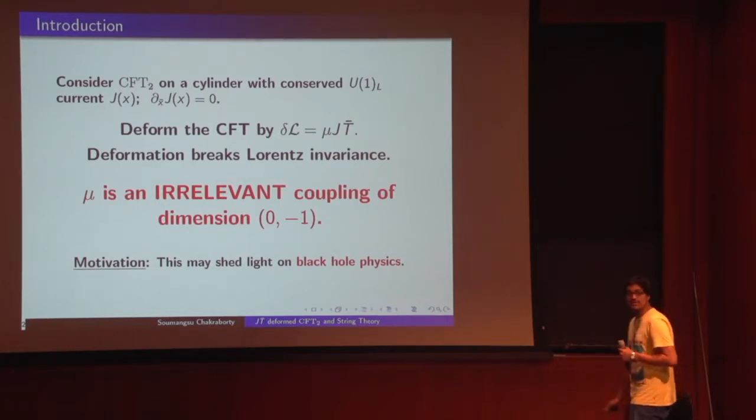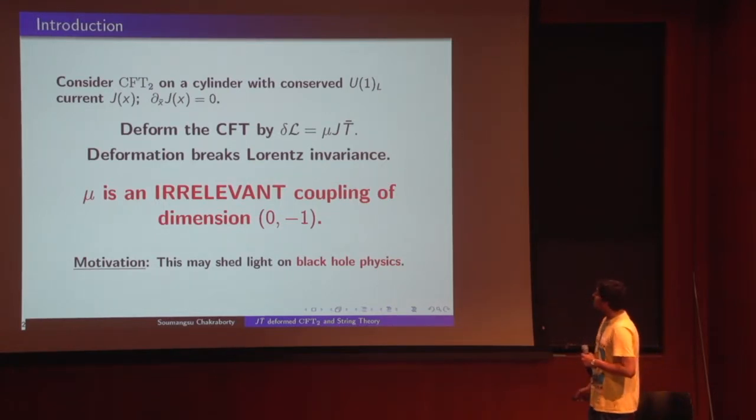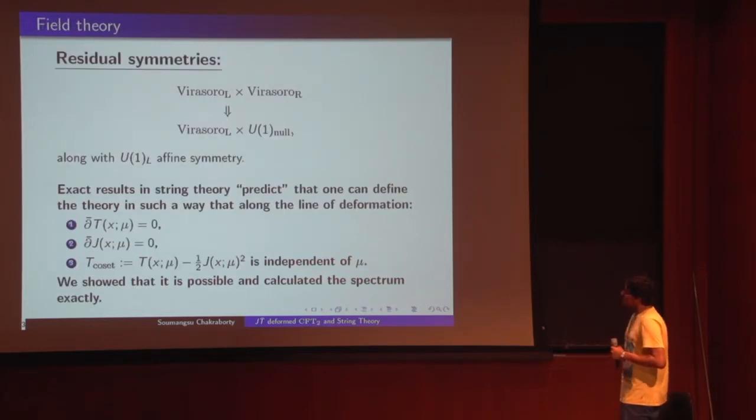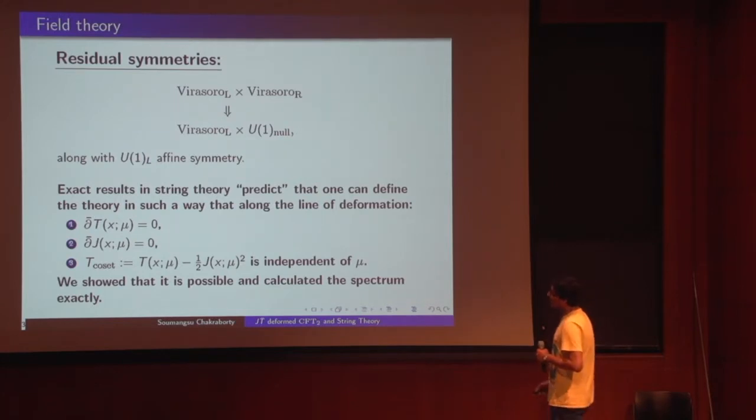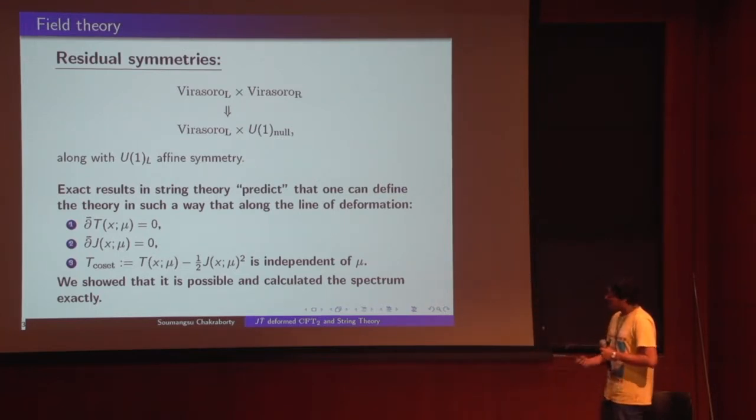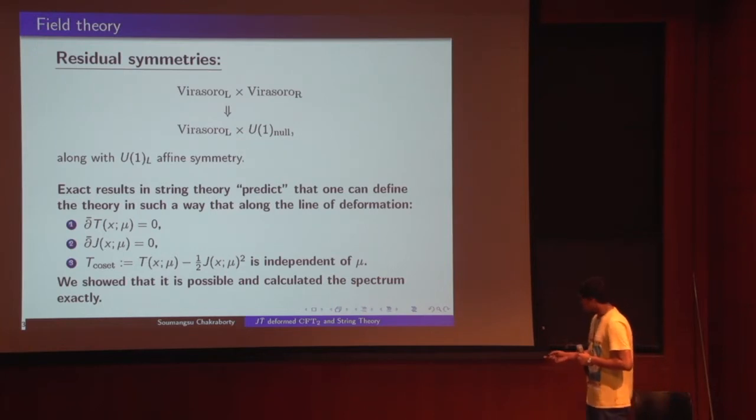The main motivation for studying such a problem is that deformations of this form may shed light on black hole physics. So initially, we had a CFT2 with two copies of Virasoro. Upon deformation, the left-handed Virasoro remains unbroken. The right-handed Virasoro gets broken to some U(1) null, corresponding to some shift in some null direction. And on top of that, we have the U(1) left affine symmetry. Now, exact results in string theory predict that one can define the theory in such a way that along the line of the deformation, there is a holomorphic stress tensor, there is a holomorphic current J of X, and the quantity T minus half J squared, which we call T coset, is independent of mu. We showed that it's indeed possible to define the theory in such a way and calculate the exact spectrum.